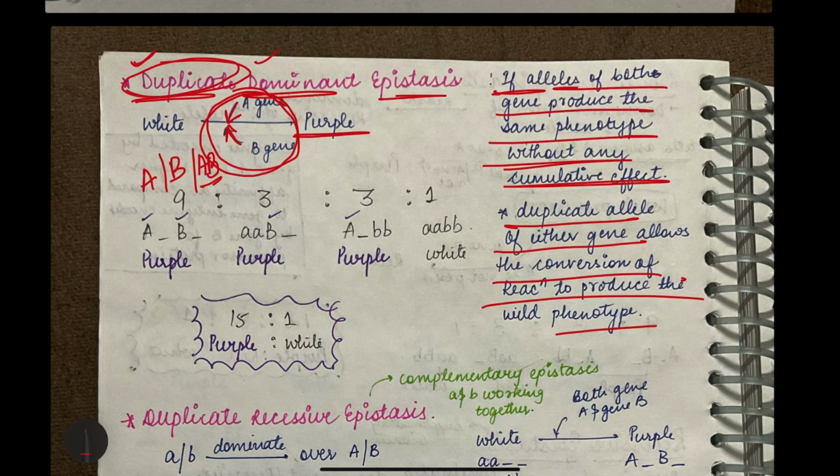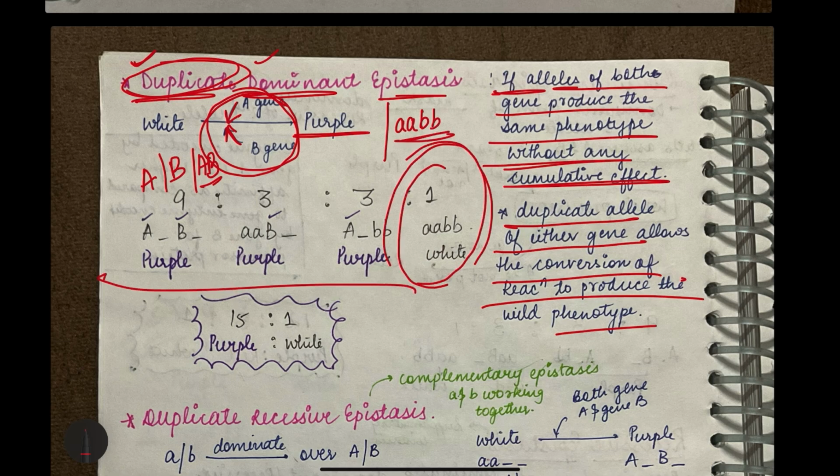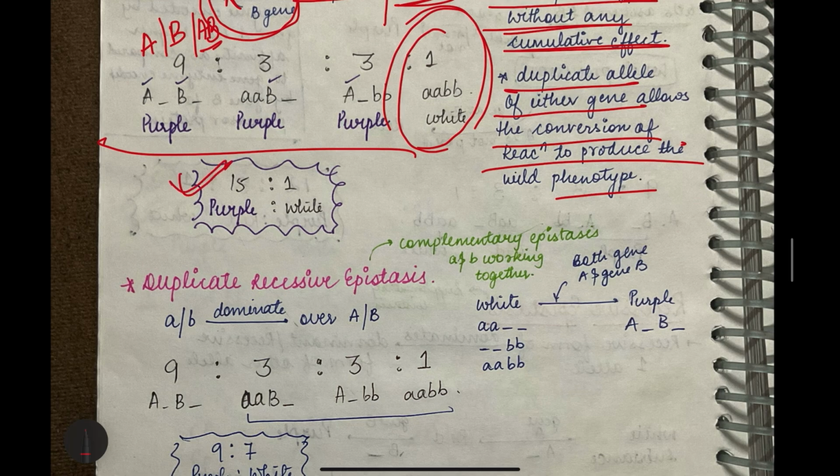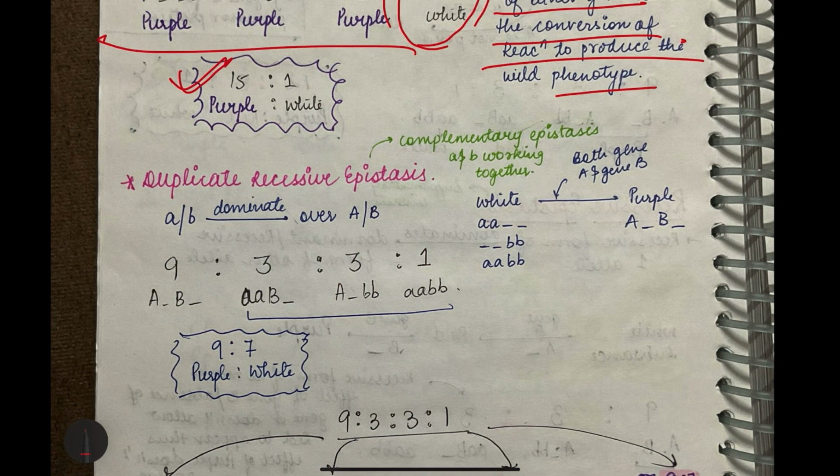So only we are left with one case, where aabb is recessive. In that case only do we get white flower, and the rest are all purple. This is 15:1. Now we get to duplicate recessive epistasis.